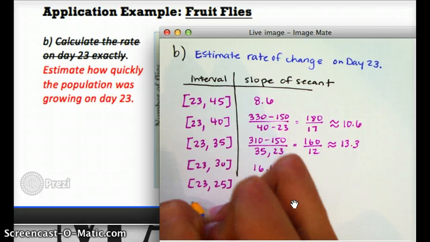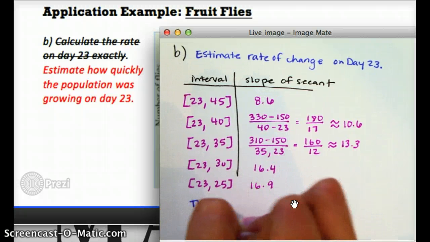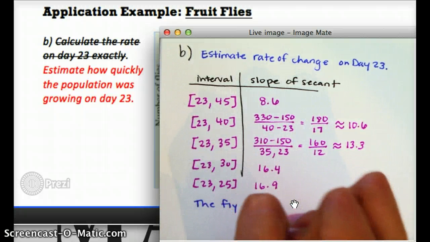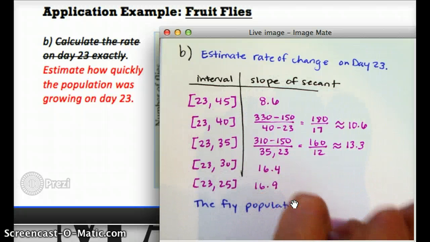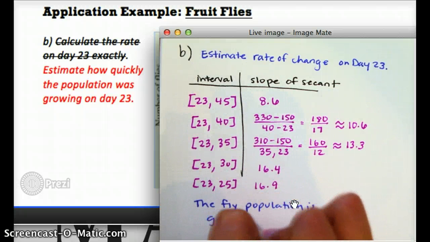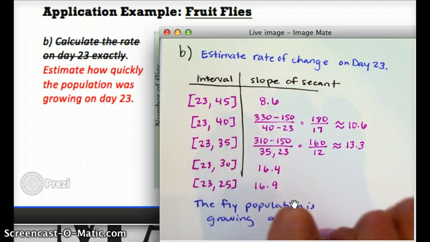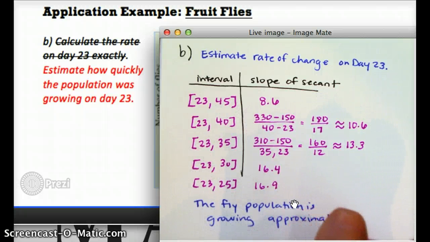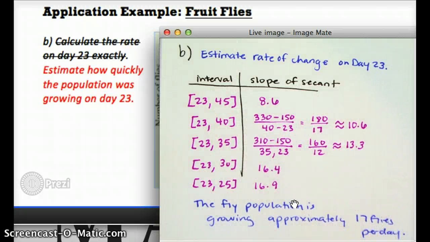So we're going to guess that the fly population is growing approximately 17 flies per day on the 23rd day.